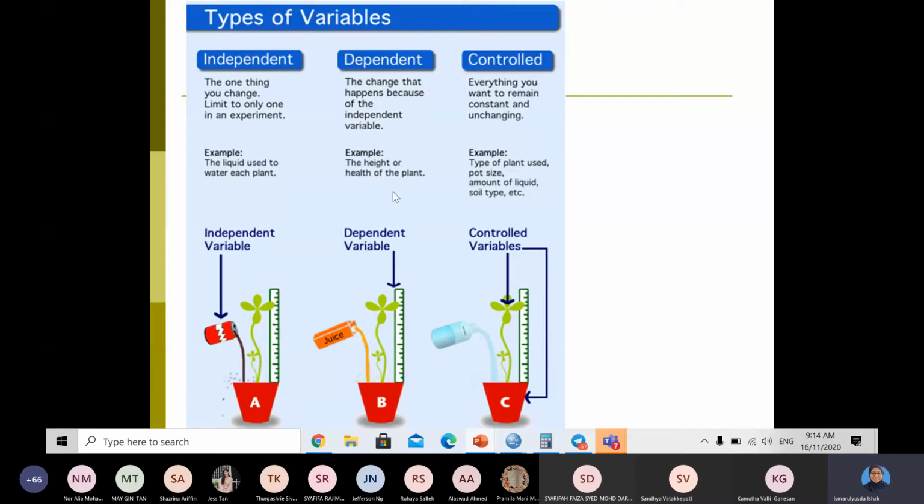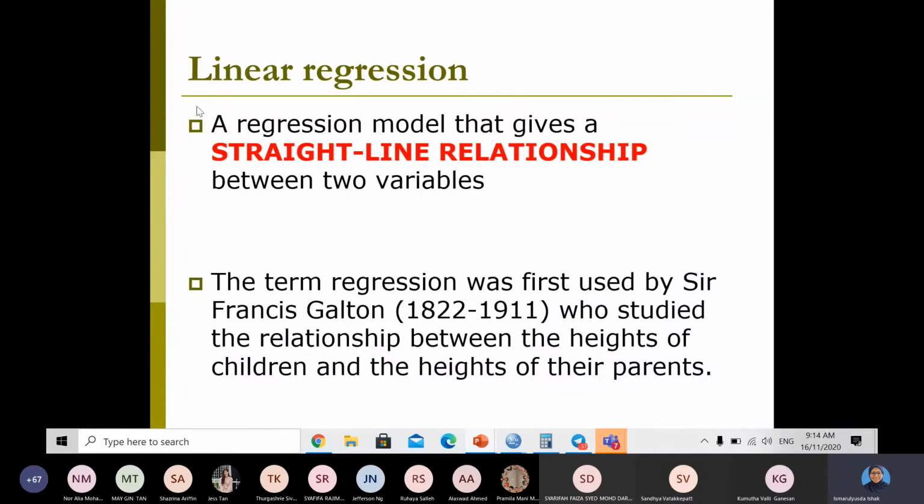So this is for plants, but if this is human, if you want to study the height of children, if the height of children is dependent, then the independent could be the nutrient and dietary intake, the physical activity, the environment, maybe the supplementation or vitamin intake, which can influence the dependent variable.